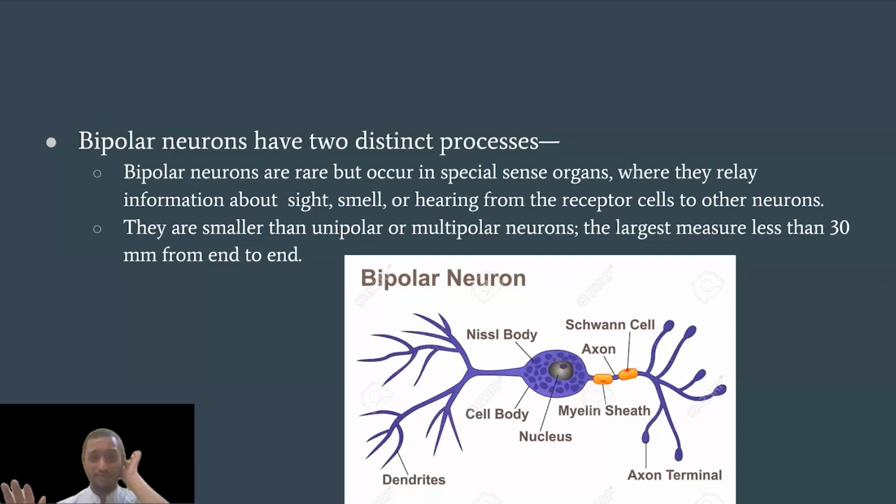And what is the fifth one? Fifth sense organ is what? Sight, smell, taste, right? Taste and your tactile sensation, these two do not have bipolar cells. Bipolar meaning two, bi meaning two, and two sense organs are not there. What are those two sense organs? Touch and taste, right? So if you remember it as bi TT, or bit, that's how you remember what bipolar neurons are not present in, touch and taste, right? They're smaller than unipolar or multipolar neurons, and they measure less than 30 mm from end to end.